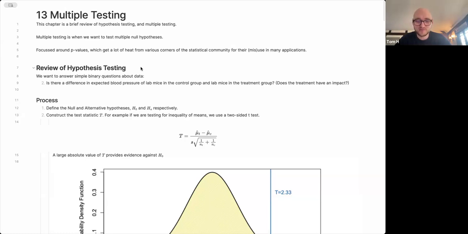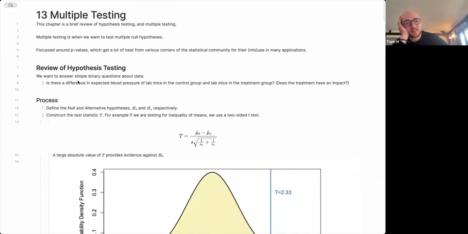P-values have gotten a lot of heat from various corners of the statistical community over the previous 5-10 years, mainly around their misuse, people using them in situations when it perhaps doesn't make sense, or just blindly following "p is less than 0.05, therefore this is a significant result". That has led to quite a lot of bad science being published, or things thought true that just really weren't when proper statistics was done, or larger tests. Replication has been a problem.